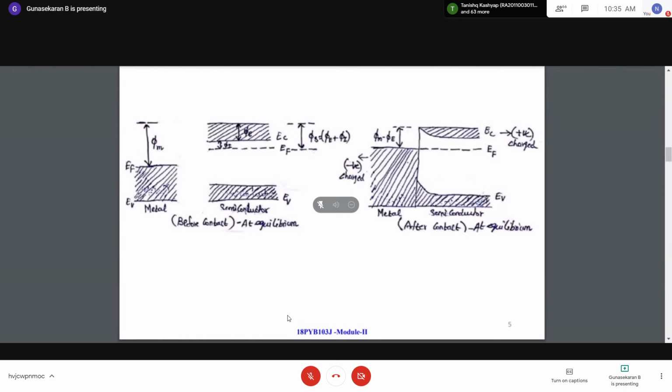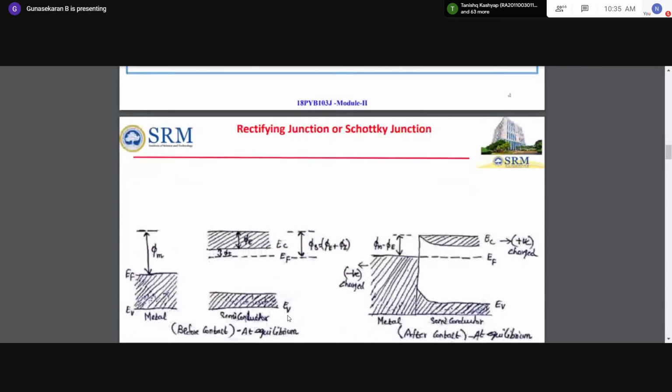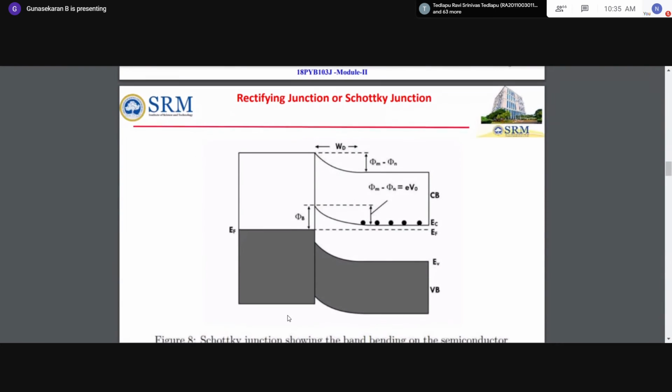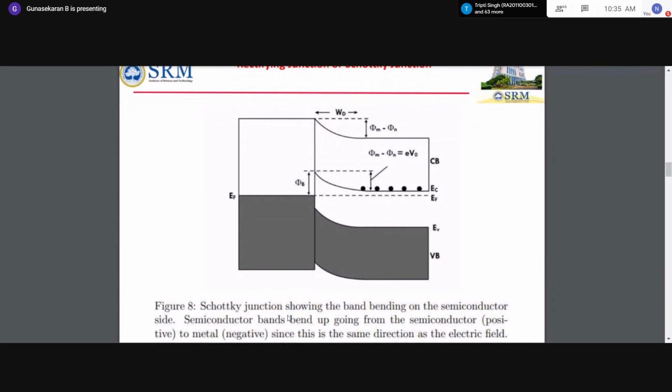Okay, see the next diagram. Once the junction is formed, why does that upward curve take place? The Fermi level slightly increases and shifts, and the barrier height slightly increases like this. That is the reason you get the upward curve for the metal semiconductor junction, especially for the Schottky junction. But for an ohmic contact, the curve is in the downward direction.